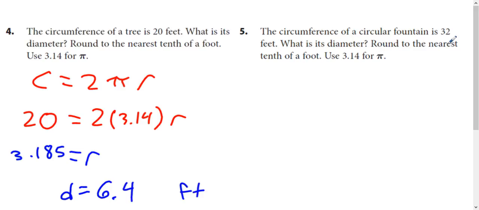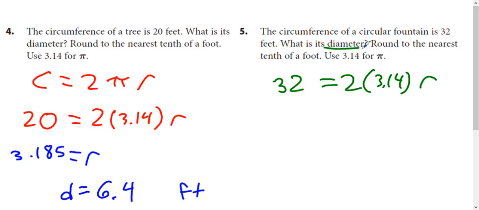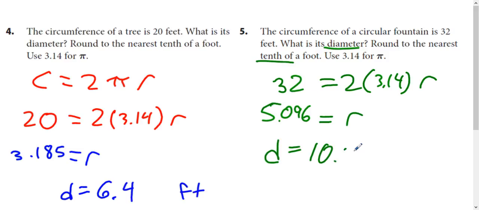Very similar question. Here we have the circumference is 32 feet. Equals 2 times pi times r. Again, we're finding the diameter. So 32 divided by 2 times 3.14. So 32 divided by 6.28. So the radius is 5.096. Double that to get the diameter. Round it to the nearest tenth. Do 10.2.